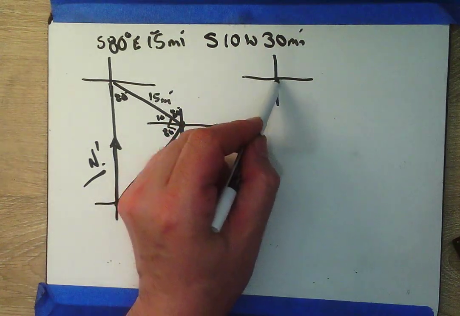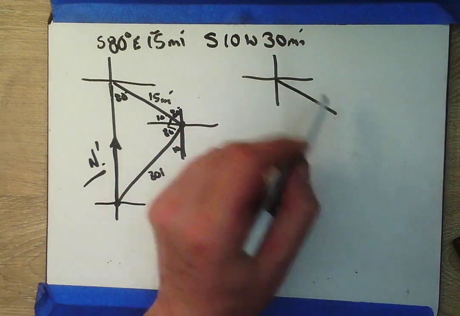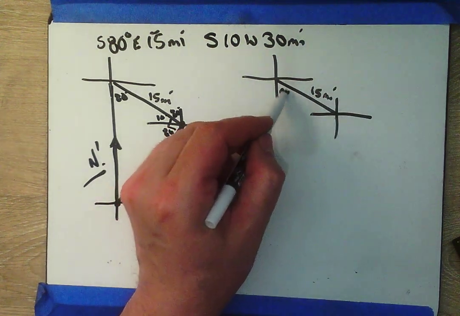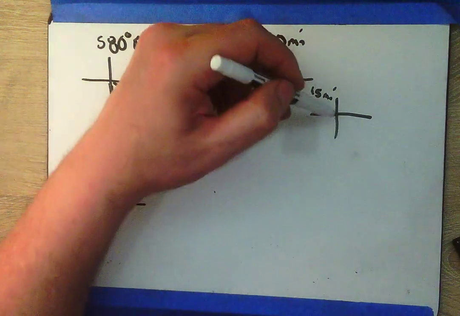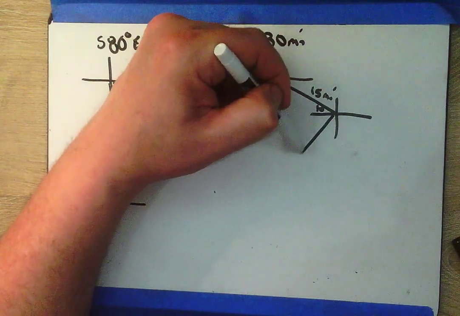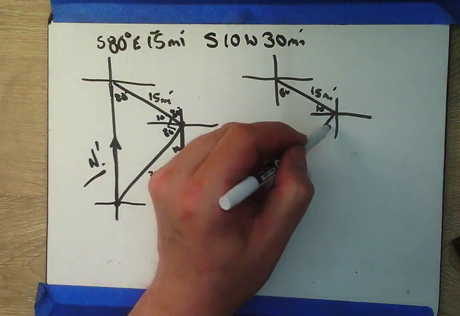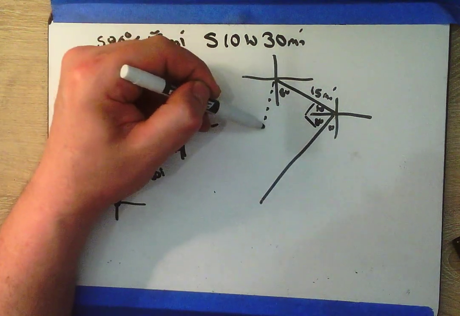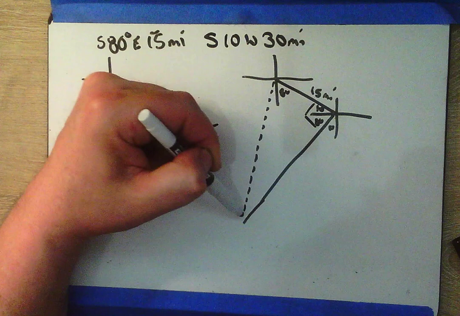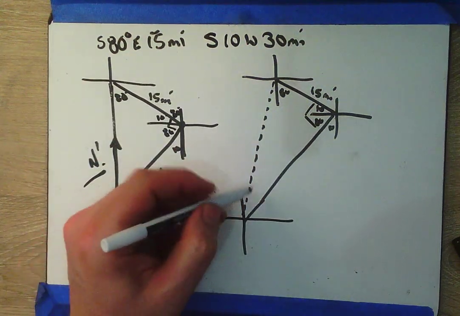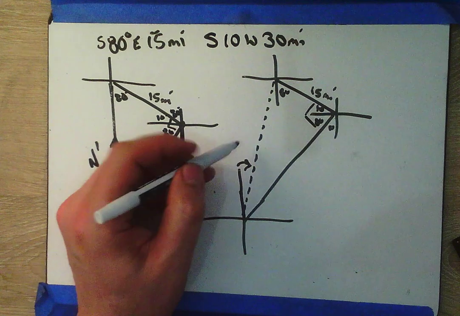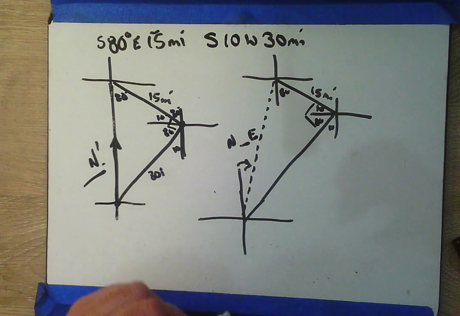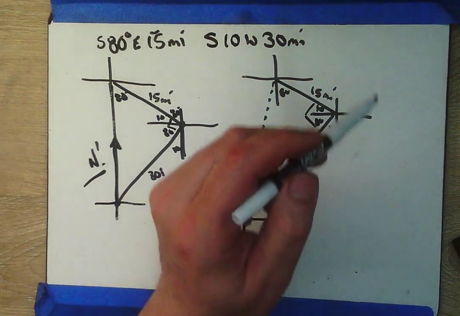But I've also seen this picture drawn this way, where I had south 80 east for 15 miles. So that's 80. That's 10. And then I've seen 10, 80. I still have my right angle here. But this student says I have to go north, somewhat east, to get home.